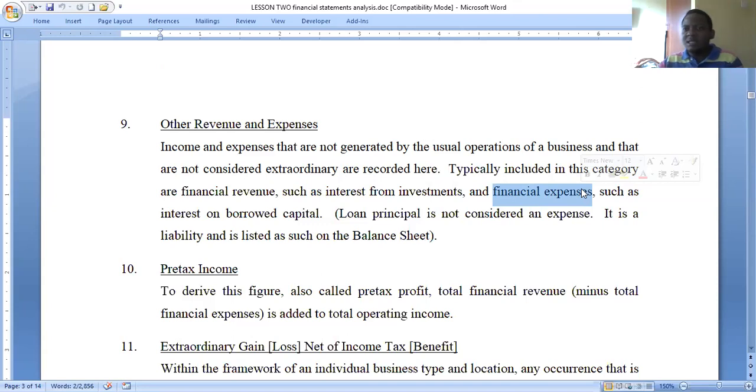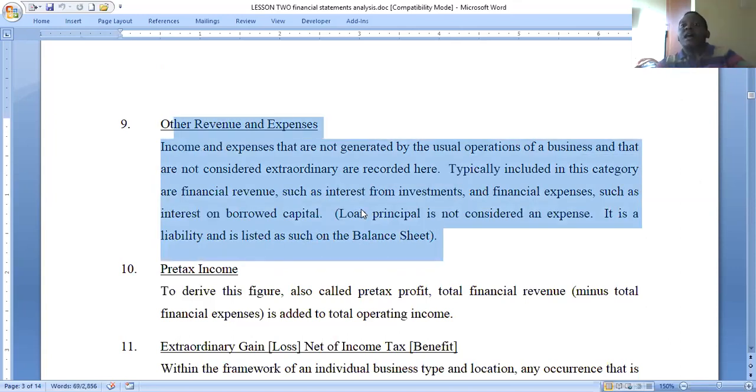So when the business engages in financial services and pays financial expenses, then this financial expense is another revenue or expense, which is not part of the normal operations, but takes place on a regular basis in the business. So other revenues and expenses, such as financial expenses and interest on investment, need to be listed separately in the income statement, so as to report their effect on the profit of the business. Therefore, other revenues and expenses are also a key component of an income statement.